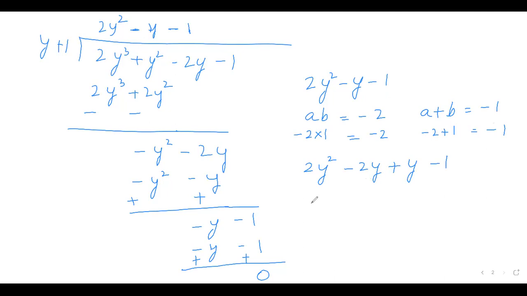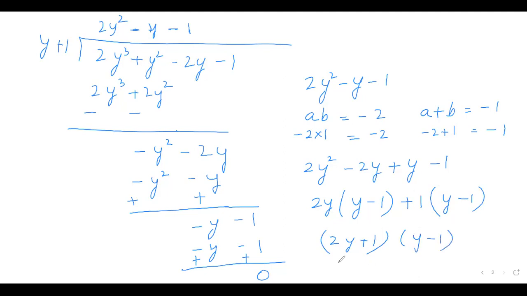From the first two terms, I am taking 2y as common, then remains y minus 1. And from the last two terms, I am taking 1 as common. So finally I am getting 2y plus 1 and y minus 1. So I got all the three factors with me. I can write the final answer as y plus 1, 2y plus 1, and y minus 1.